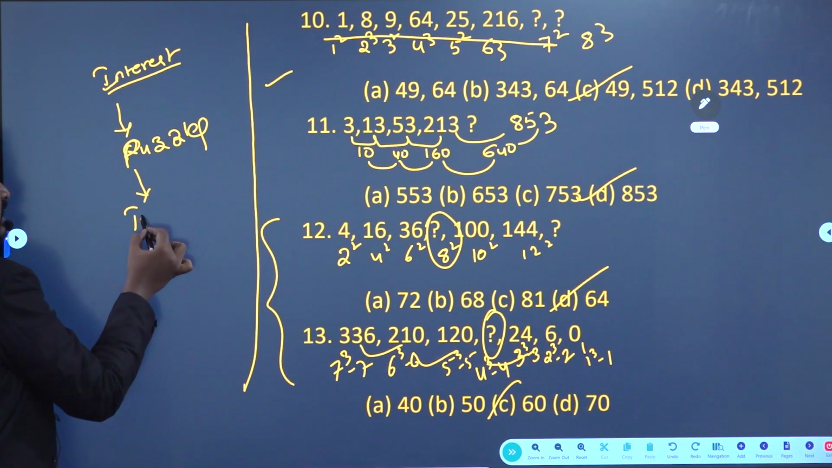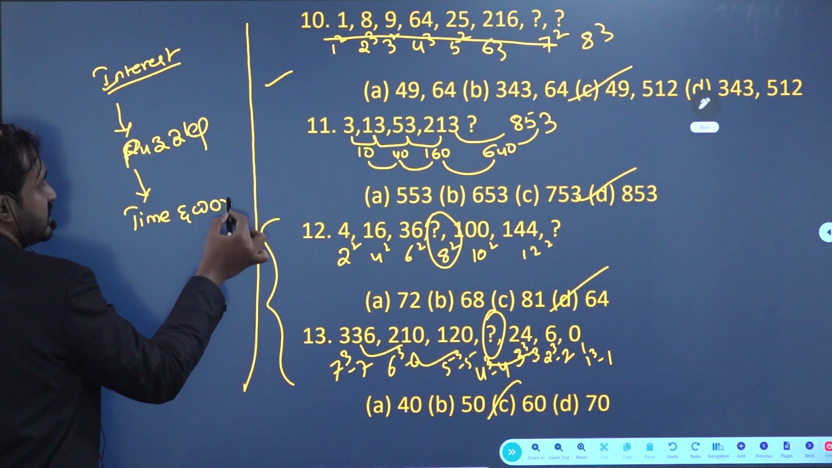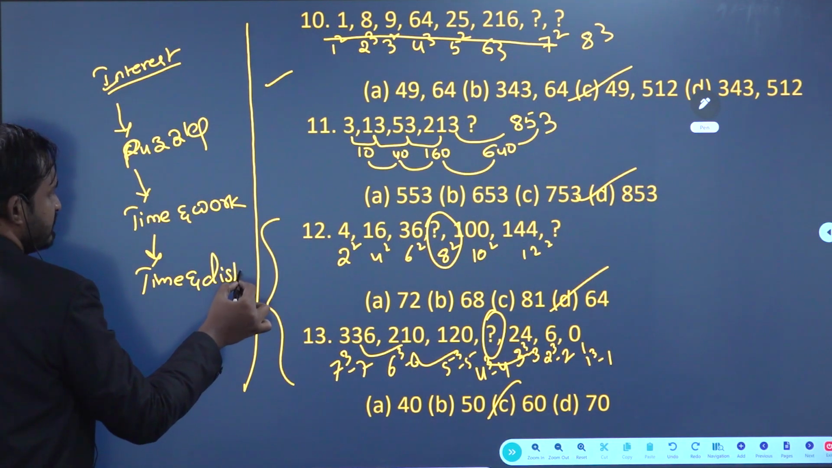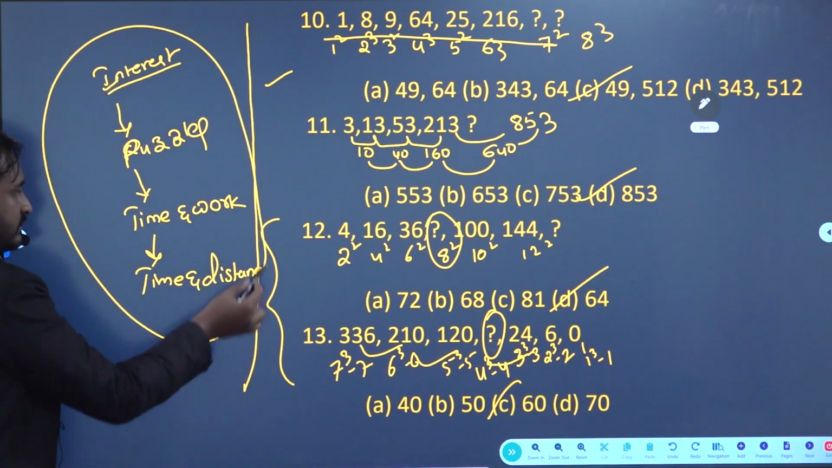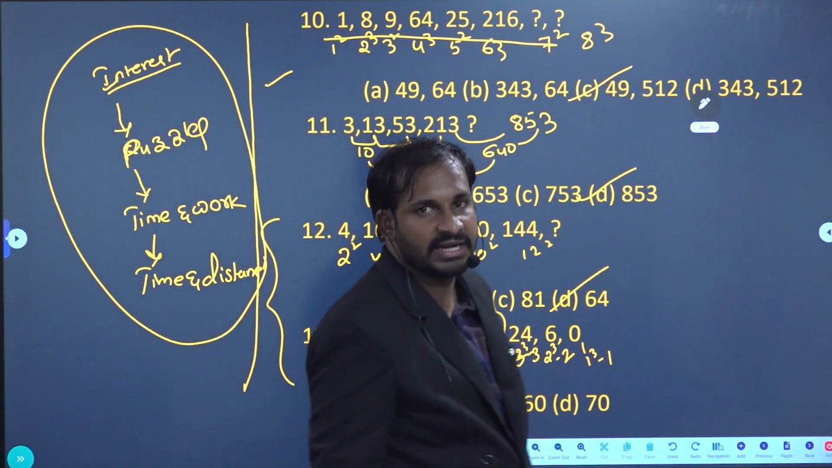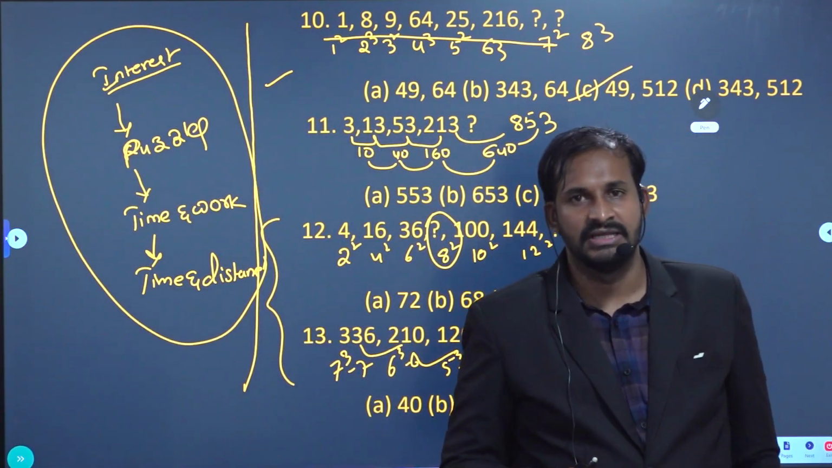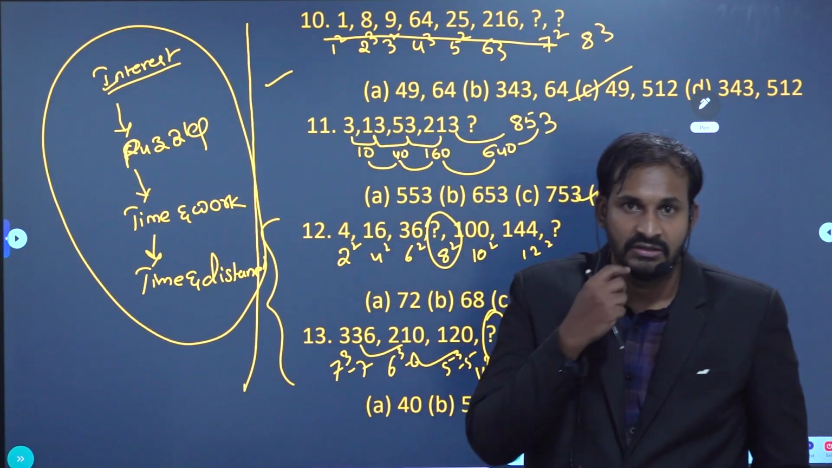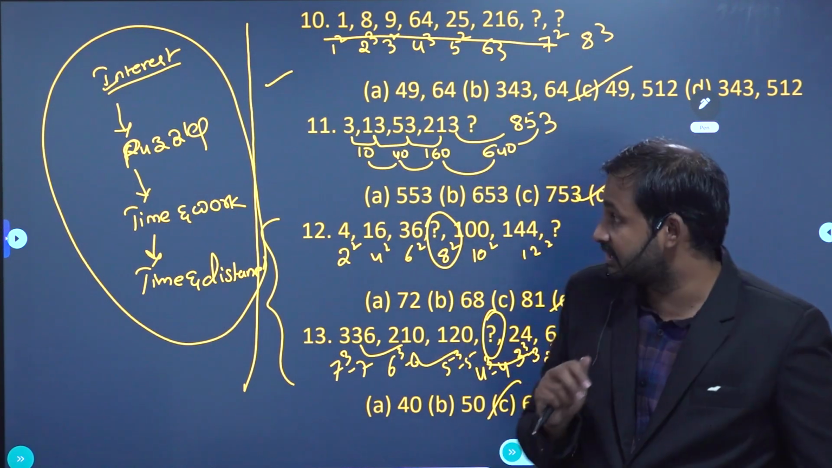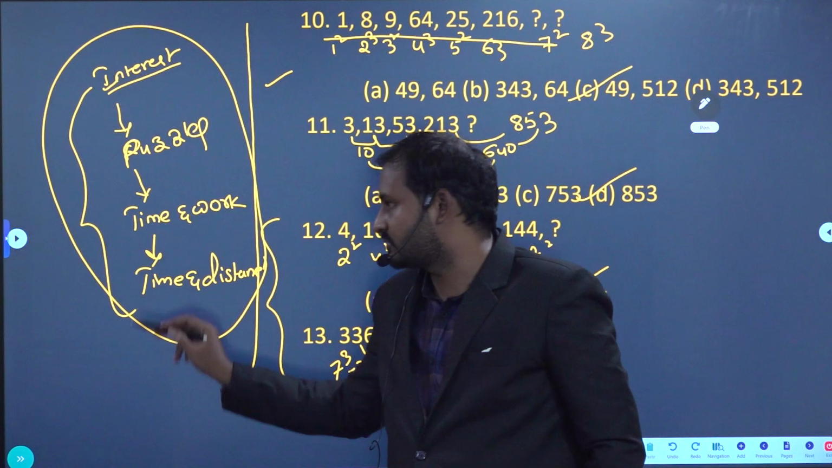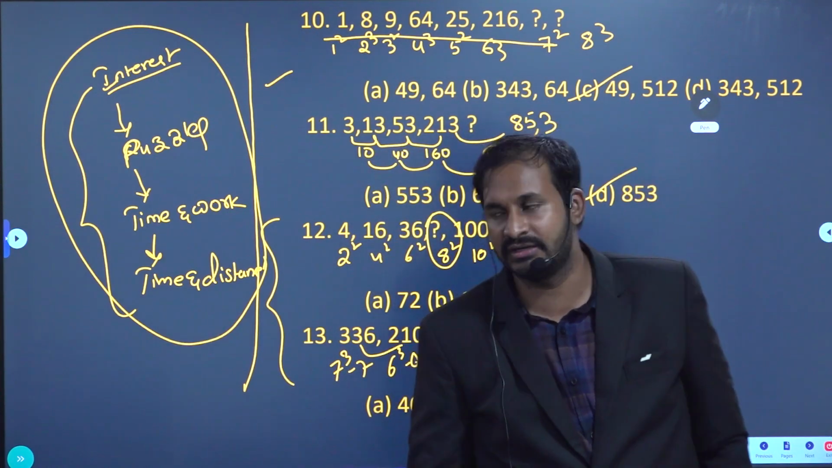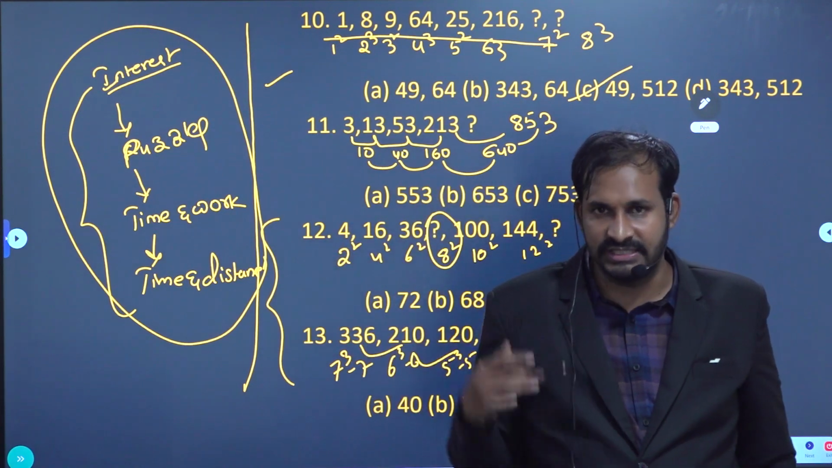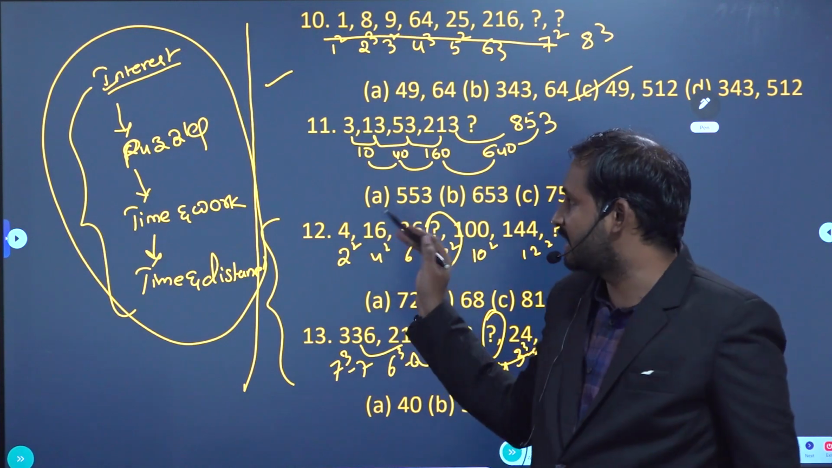And time and work we didn't focus on, so they may ask questions from time and work. Time and distance. Why we didn't discuss these concepts is because they are very lengthy, and the number of questions from these areas is very, very few. They may ask one question, or sometimes they are not even asking one question from these areas. Because of that reason we didn't discuss these areas. So please practice these areas also. You can expect around 6 to 7 questions from these areas, which are very vast. So if you have already practiced, it is well and good. If not, if time permits, practice them.